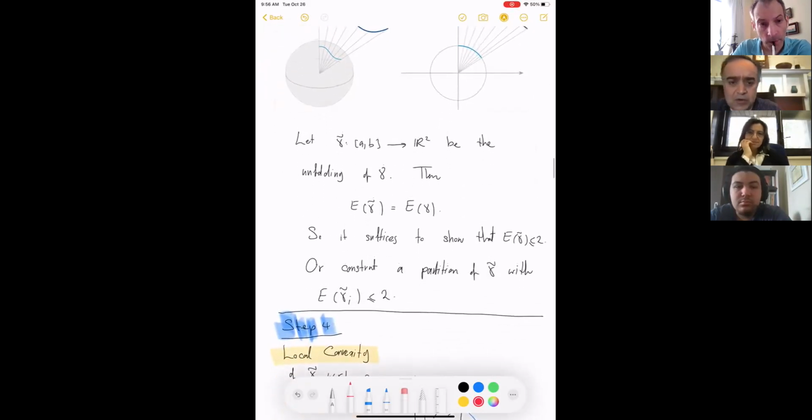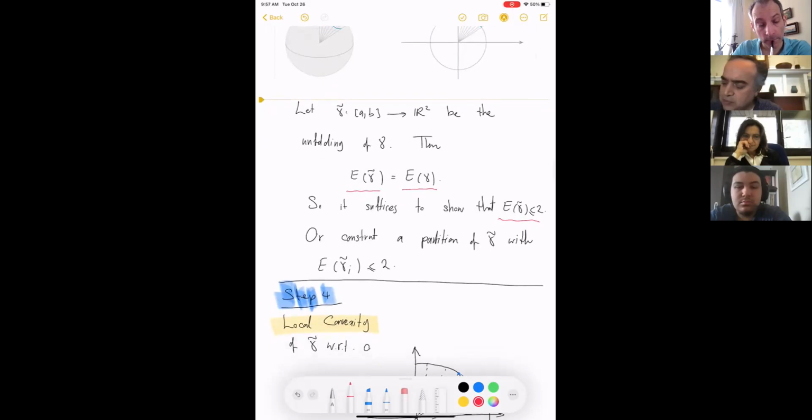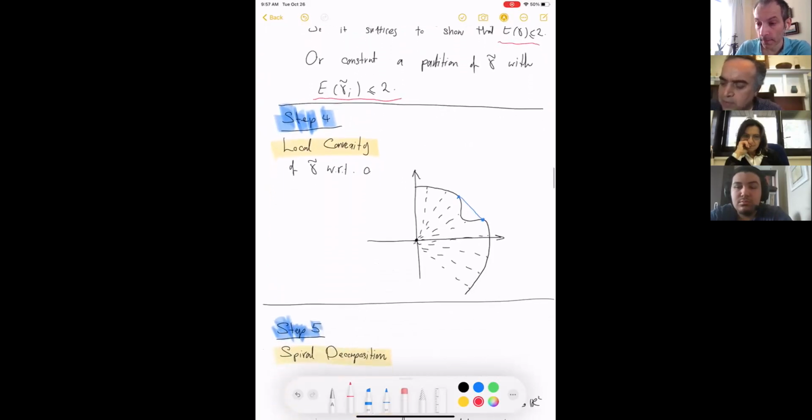Okay, so remember the goal was to show that the efficiency is less than or equal to 2, but that efficiency is the same as the efficiency of the unfolding. So I just need to show that the efficiency of the unfolding is less than or equal to 2. And then remember, to do that, it's enough to partition my curve so that the efficiency of each partition is less than or equal to 2. Okay. So we have the unfolding.